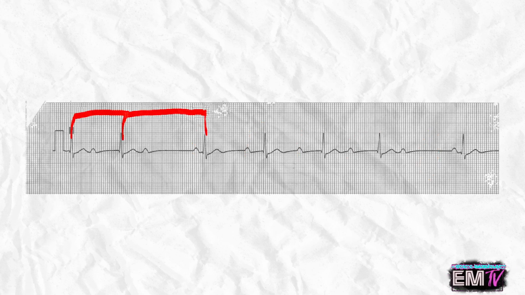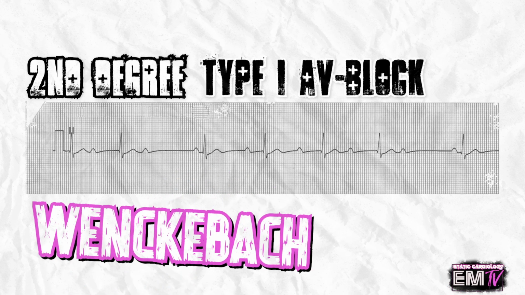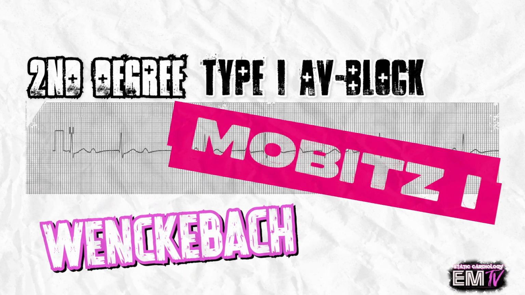You'll also notice that my R to R interval is inconsistent. Because of this progressively lengthening PR interval and a drop-off in QRS, my diagnosis of this rhythm is going to be a second-degree type 1 AV block, also known as a Wenckebach or a Mobitz 1. Now, let's go ahead and take a look at the scenario.